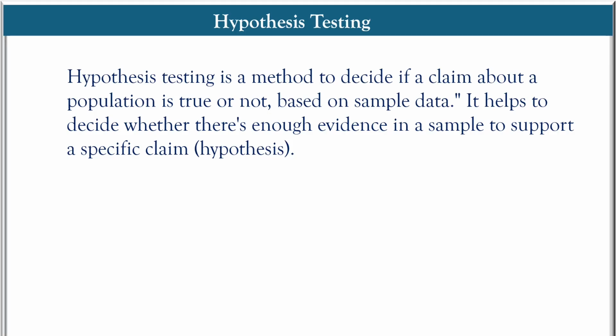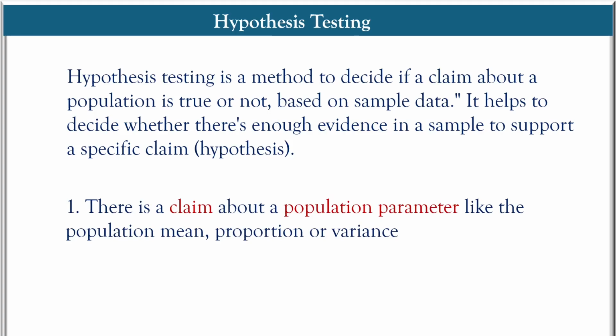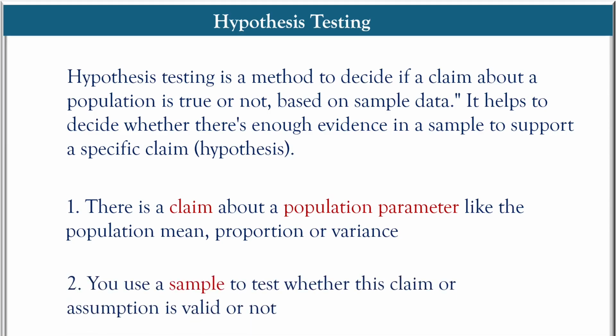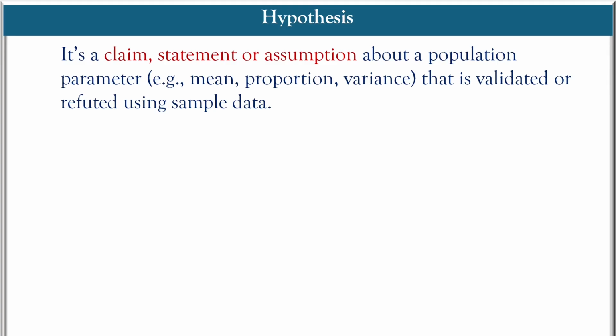It helps to decide whether there's enough evidence in a sample to support a specific claim or hypothesis. So there's a claim about a population parameter like the population mean, population proportion, or variance. So what we do is we use a sample to test whether this claim or assumption is valid or not. So if hypothesis testing is about testing a claim, what is a hypothesis itself? A hypothesis is a claim, statement, or assumption about a population parameter, for example the mean, proportion, or variance, that is validated or refuted using sample data.